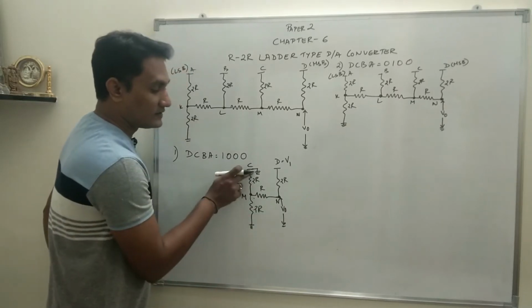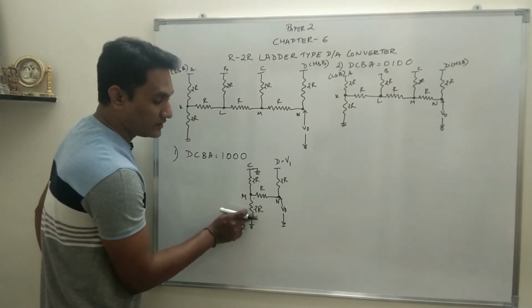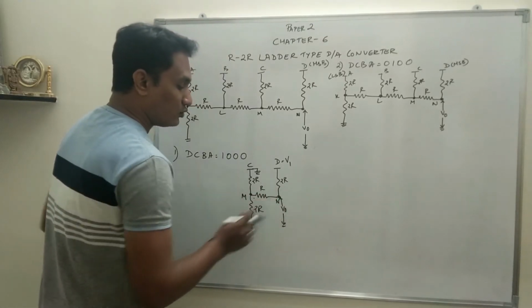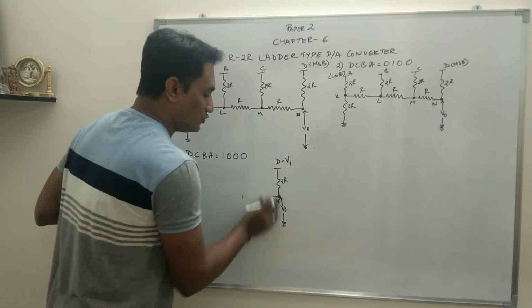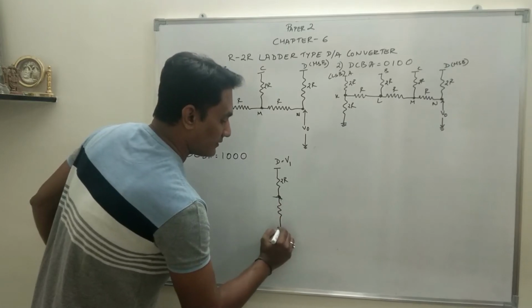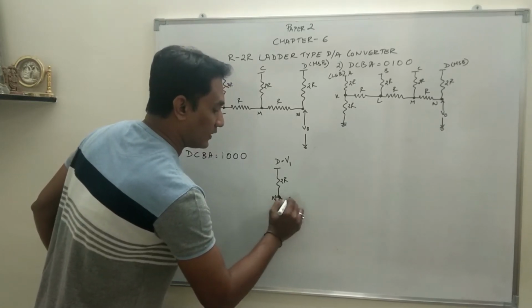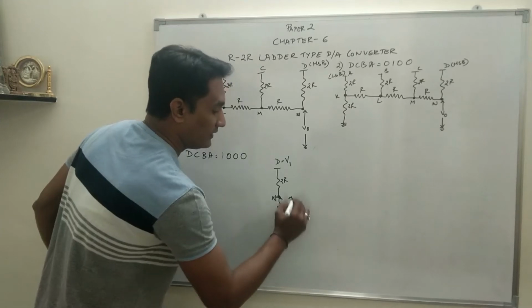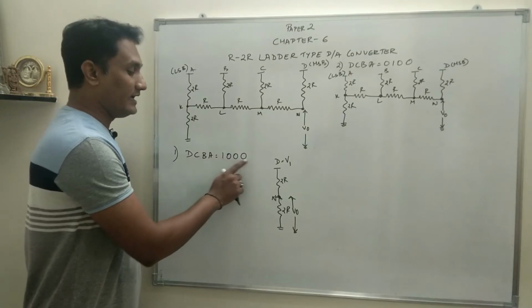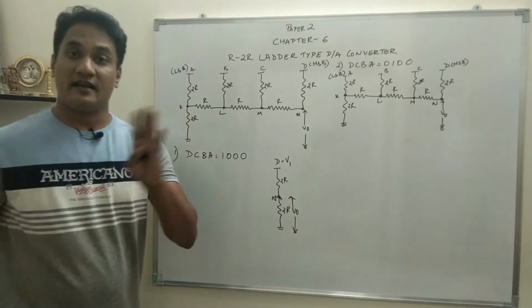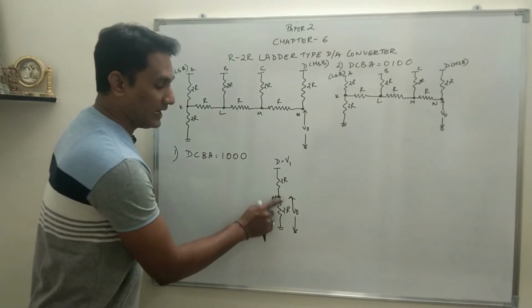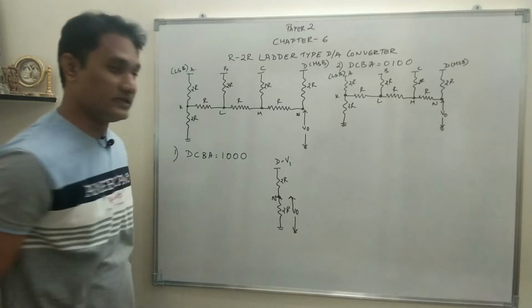Now similarly, C is grounded. Again this 2R comes in parallel. The value becomes R, and R plus R is 2R. So the entire network to the left of N will be reduced to a resistance of 2R between N and ground, where the output voltage will be taken. So when D is 1 and A, B, C are 0, the entire network to the left of point N will reduce to a resistance of 2R between N and ground, across which the output voltage is taken.